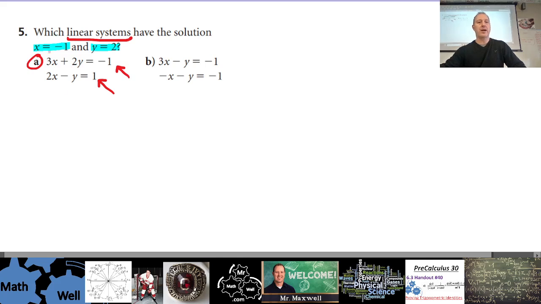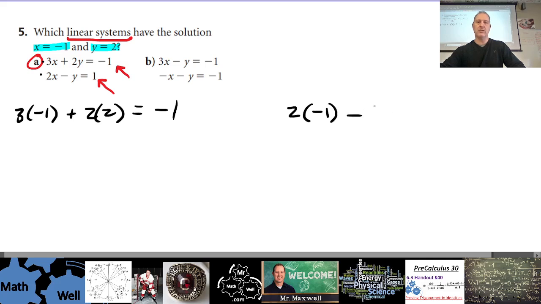So I'm going to try x equals -1 in both of these equations in A to see if it's a solution to the system. So 3 times -1 plus 2 times y is 2. Does that equal -1? I will find that out. I'm also going to find out if 2 times -1 minus 2 equals 1. That's the second one. Okay, so let's evaluate both of these and see if the values of x and y make both equations true. Then we know it's a solution.